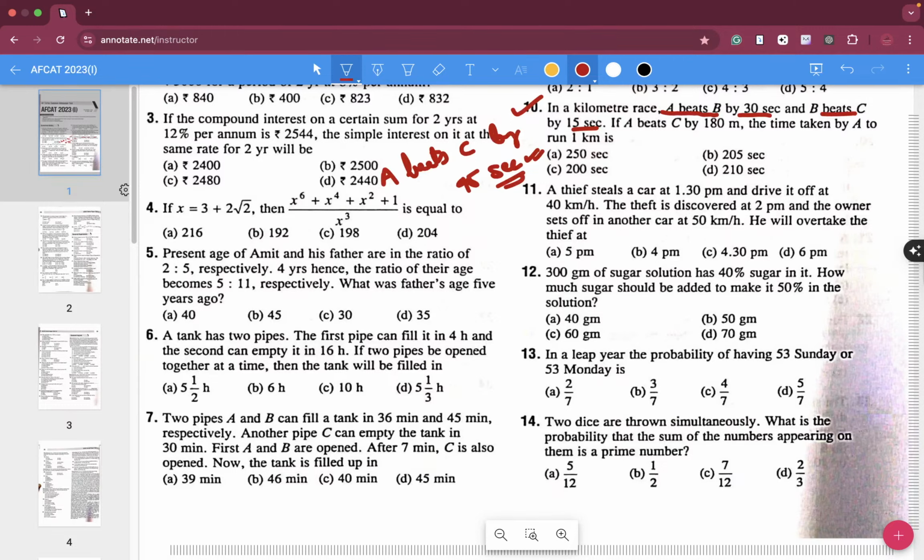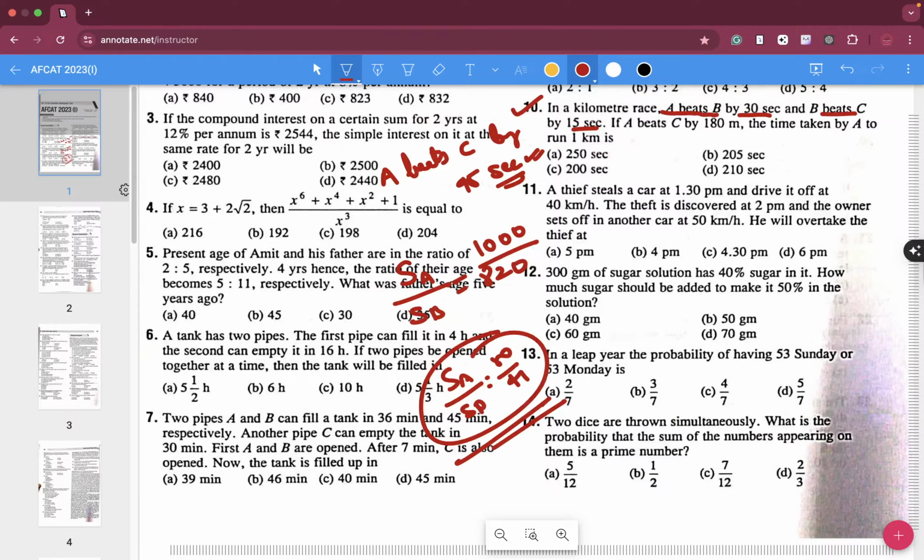If A beats C by 180 meters, that means the speed of A to the speed of B: if A travels 1000 meters, B traveled 1000 minus 180, which is 820. This is the ratio of the speed of A and the speed of B, which is 50 by 41.